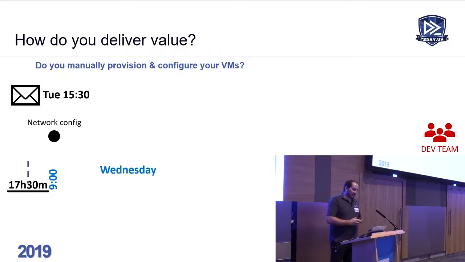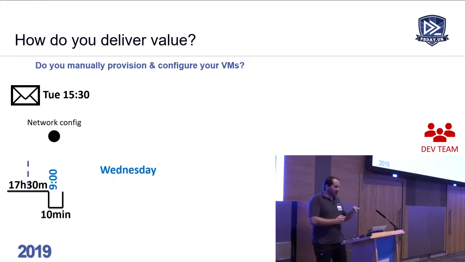And the first network config doesn't take long, but it's been sitting on the queue already for quite a bit of time. 17 hours and 30 minutes to be precise. All right? No, it doesn't really matter. But what you're doing next, you do the network config at 9 a.m., it takes only 10 minutes.